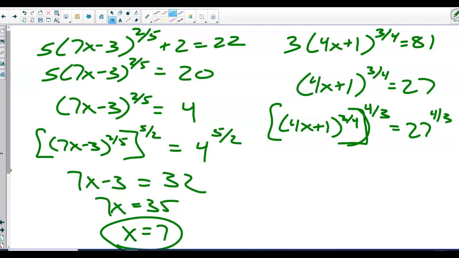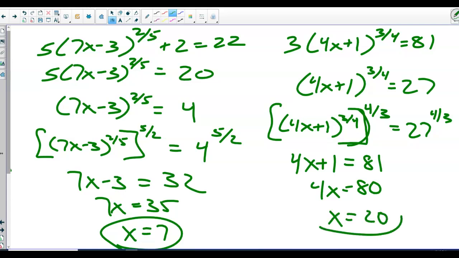27 to the 4/3. Well, that's 4x plus 1 here. Cube root of 27 is 3. 3 to the 4th is 81. 4x equals 80. And x equals 20.